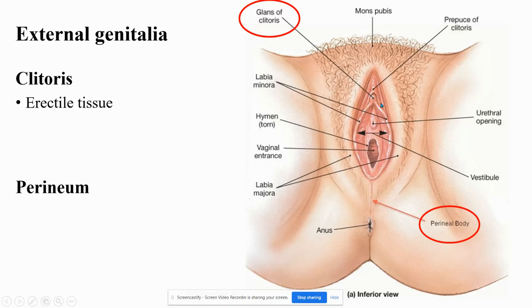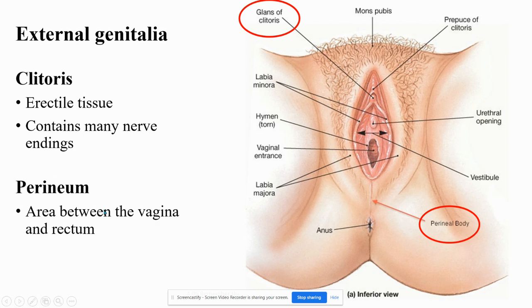This is a fold of skin that kind of covers and protects the clitoris. This right here is the clitoris itself. It's erectile tissue. It has tons and tons of nerve endings, almost double the nerve endings in the head of the penis. And then the perineum is this area of skin right here. It has its own name basically because during childbirth, it has the ability to tear and rip. Yeah, I'll leave you with that.